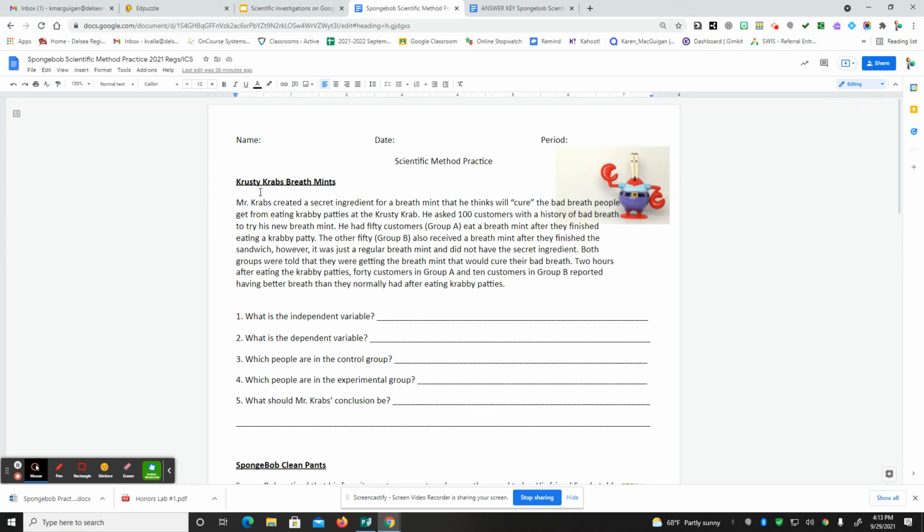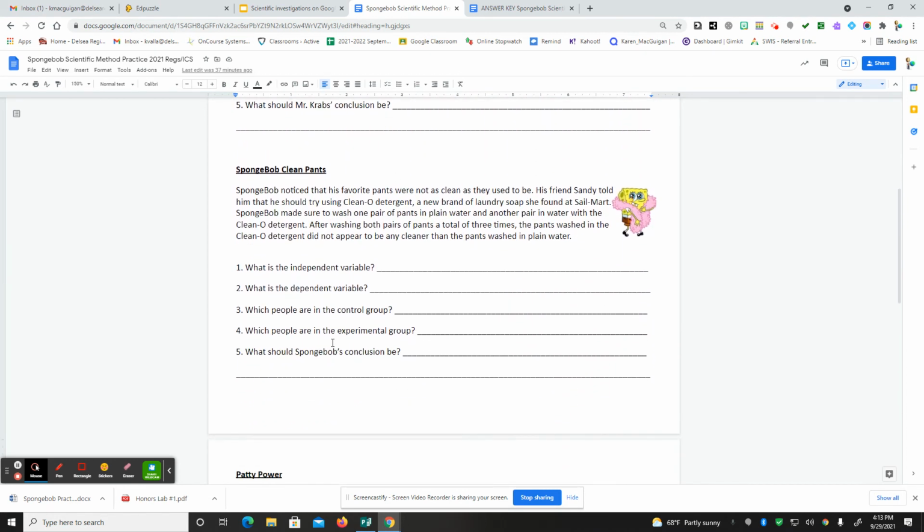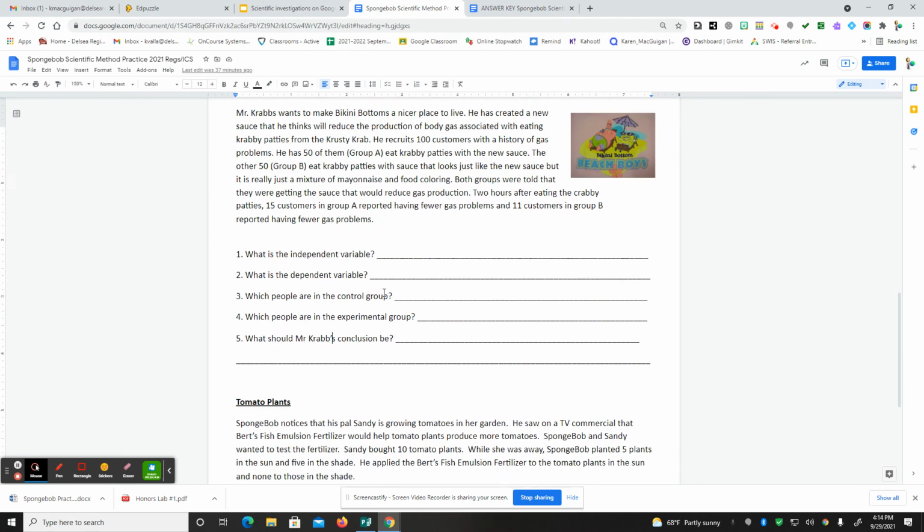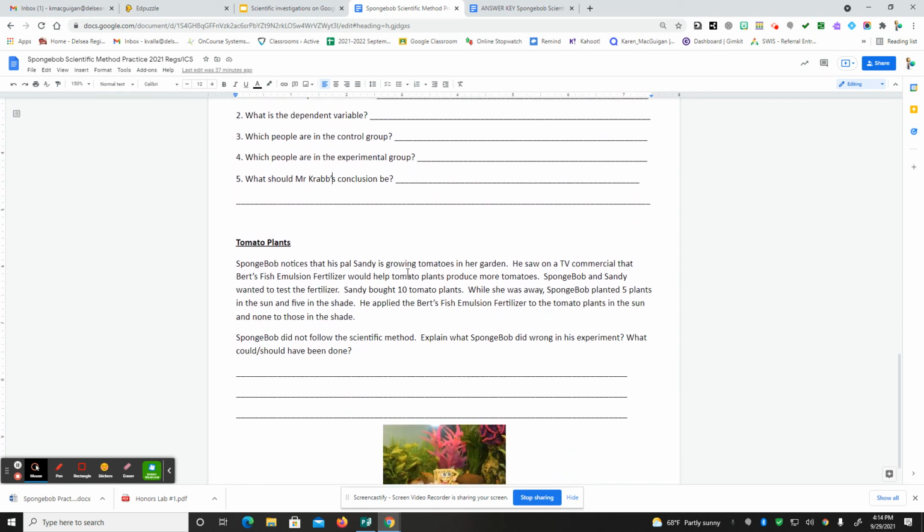Okay, so that's walking you through how you do these examples for today's activity. That's the first example. The second example is using a special detergent called Cleano detergent. The next one is dealing with gas production, so flatulence, and secret sauce again at the Krusty Krab. And the last one, you have to read through and look at the experiment and tell me, based on your experience over the past couple days of what we've been working on, what should he change? He made some errors in the steps of the scientific method. So what did he do wrong, and what could or should be done to make it a better experiment?